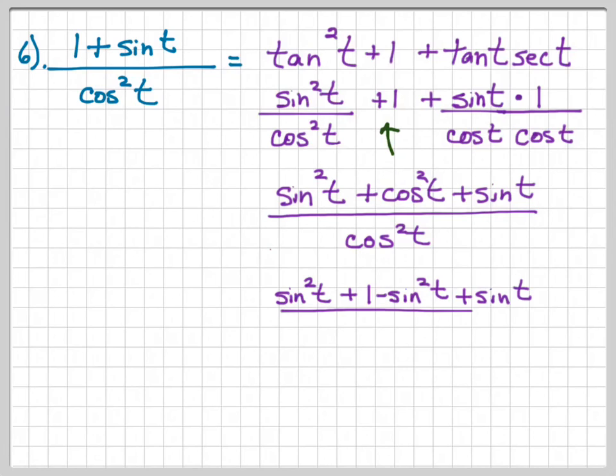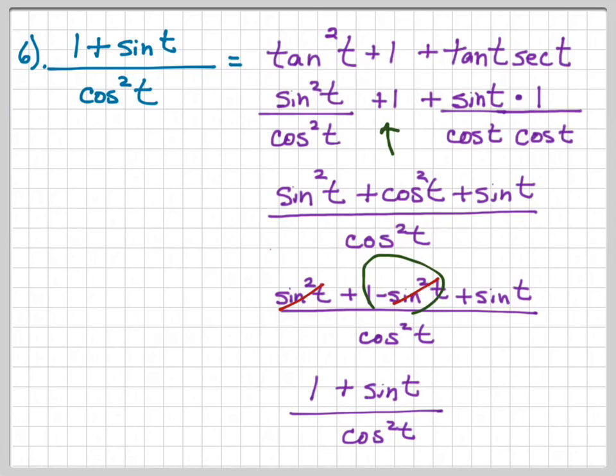Okay, so I'm going to change my cosine squared t to 1 minus sine squared t right here. And so I have sine squared t plus 1 minus sine squared t plus sine t over cosine squared t. Anyhow, my sine squared t's zero themselves out, and I have 1 plus sine t over cosine squared t, which is what I'm looking for.